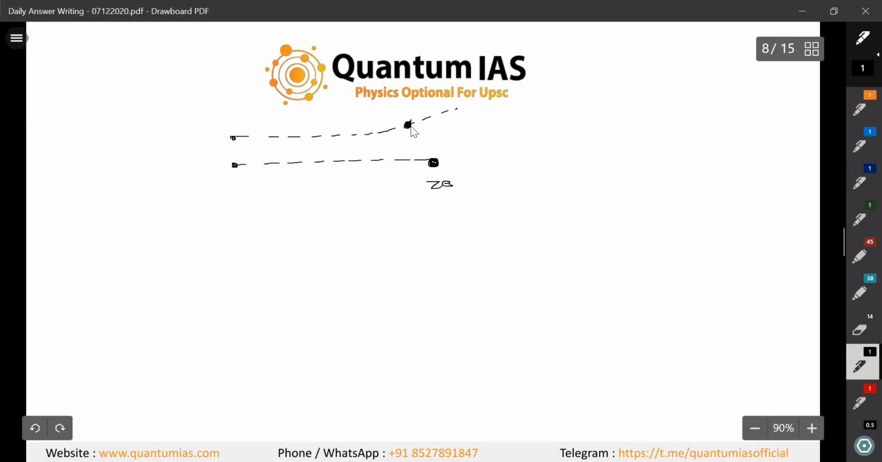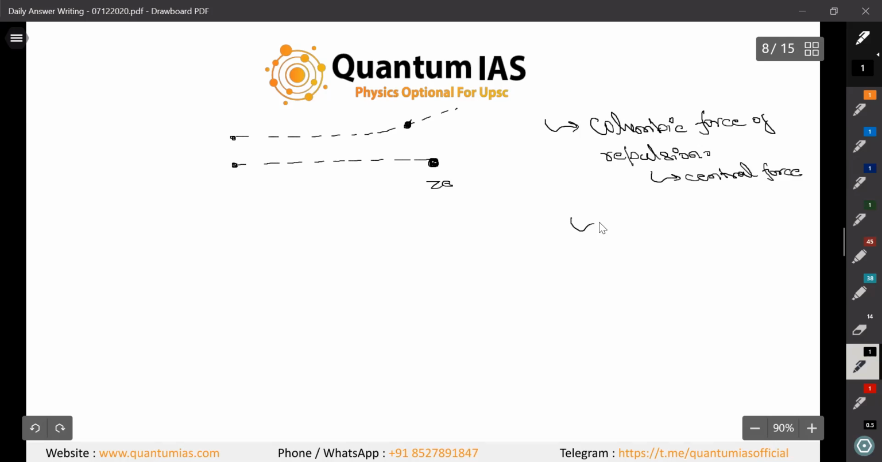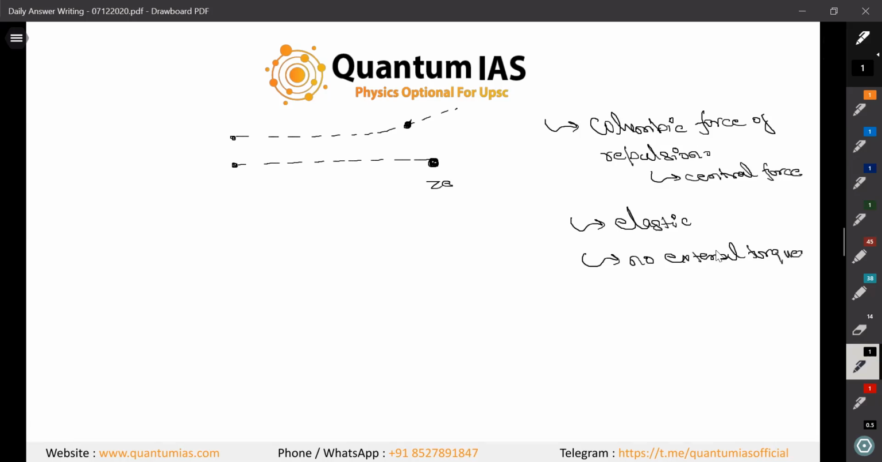Okay, so what is the force here? What we can write? The first one is that this is Coulombic force of repulsion, and it's a central force. We know that. Also, the collision is elastic, and there are no external torque here. So what we can write here is, if external torque is not here, what does it mean?